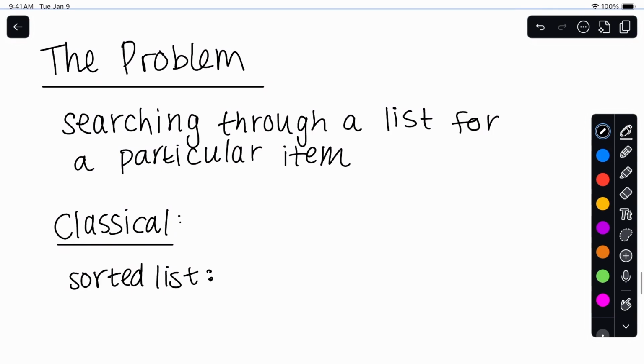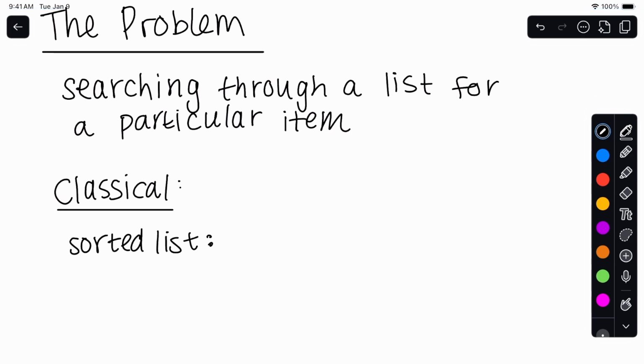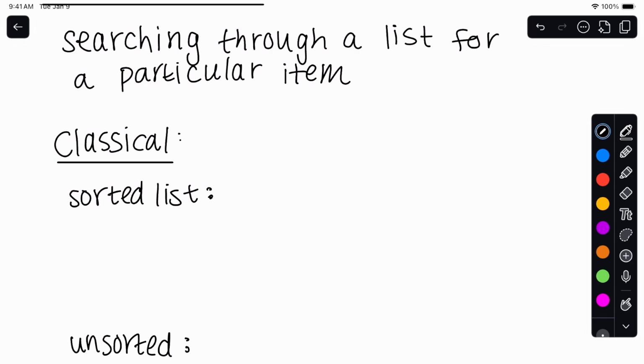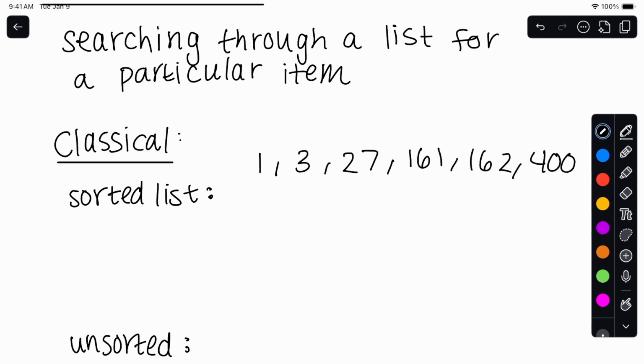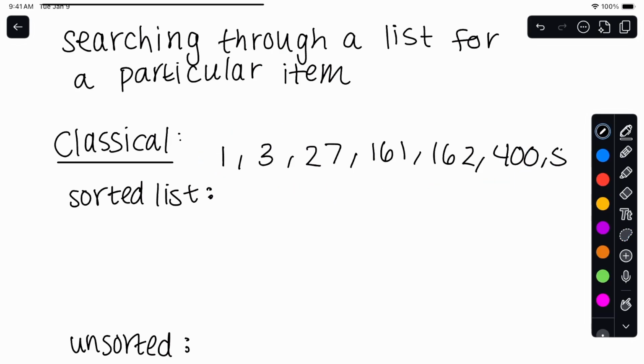So the problem at hand is searching through a list for a particular item. So just imagine that you have some list or database and you want to find some particular entry. Now, classically, how would we go about doing this? Well, there's kind of 2 situations that we can consider. So one would be a sorted list. So for instance, we could have something like this. So this would be an example of a sorted list. And let's say we're looking for the item 27.